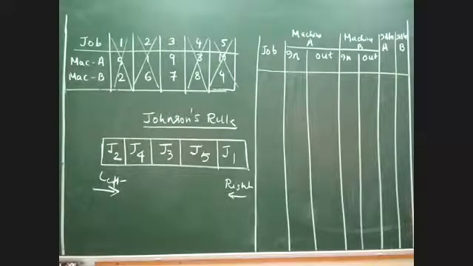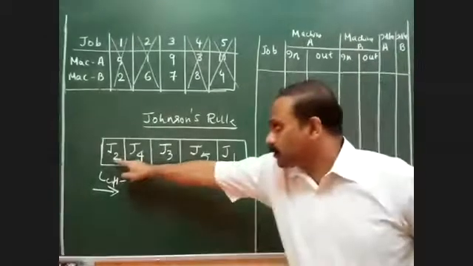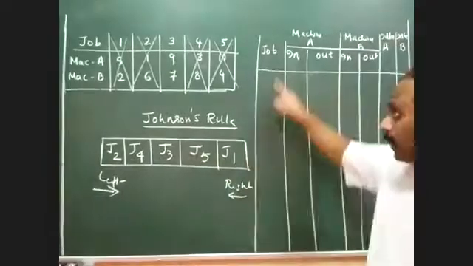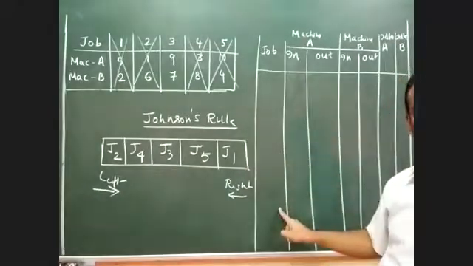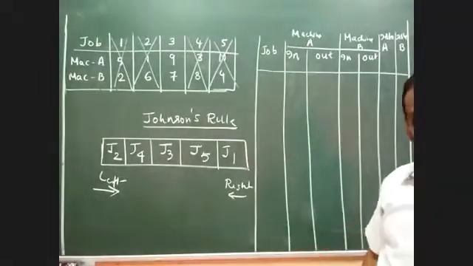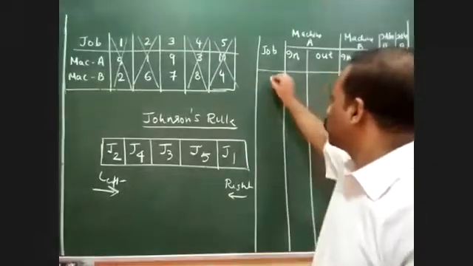First column, job. How to write the job here: the order that you have got by Johnson's rule, the same order has to be written here. I cannot write 1, 2, 3, 4, 5. Please don't write the question order here. You are supposed to write the jobs in the order in which you have got them in Johnson's rule. Okay, that is one very important thing. So which is the first job? 2.